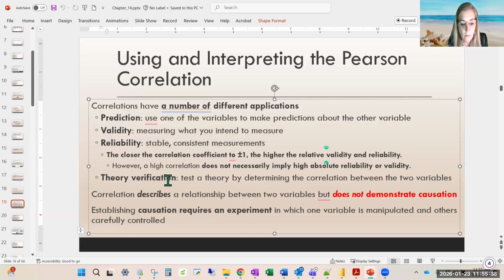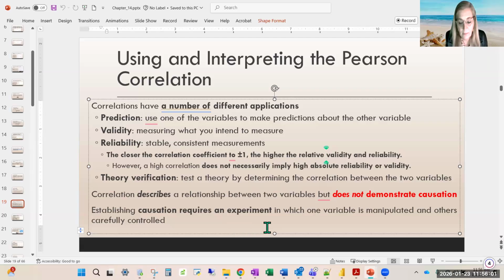Theory verification, it can be used for that as well. You can test a theory by determining the correlation between two variables. Correlation describes a relationship between two variables, but like I mentioned before, it does not demonstrate causation. Very important to remember.